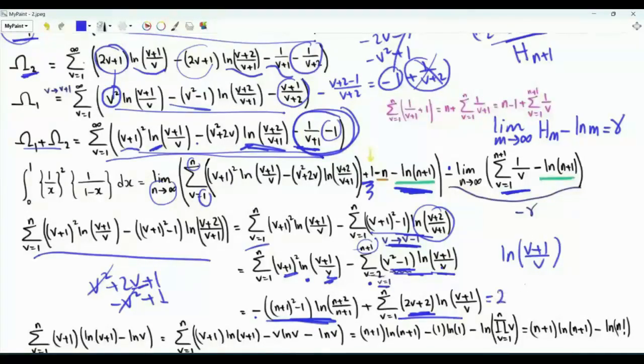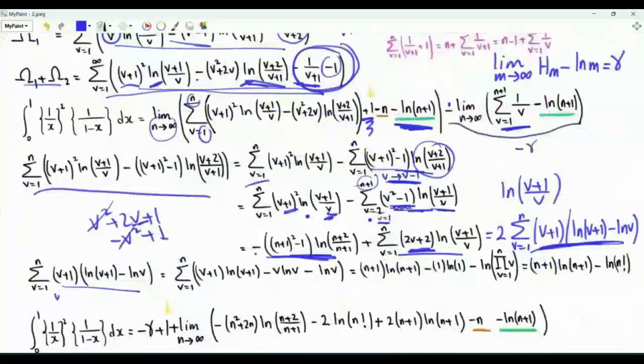This summation is equal to 2 times the summation, v from 1 to n, of (v plus 1) times (ln of (v plus 1) minus ln v). Let's investigate this summation. The summand is (v plus 1) ln(v plus 1) minus (v plus 1) ln v. This can be written as minus v ln v minus ln v. The idea here is to have a telescopic sum.